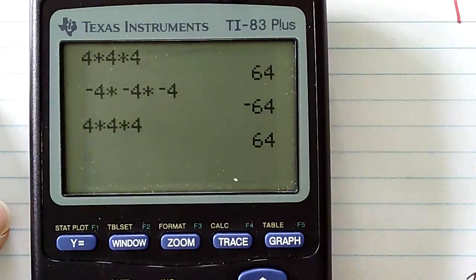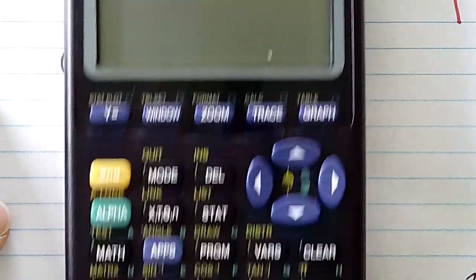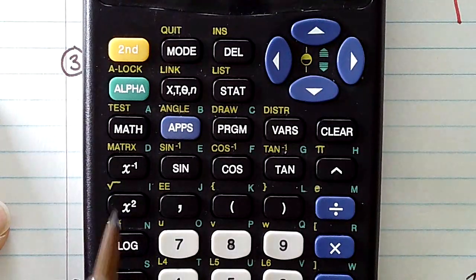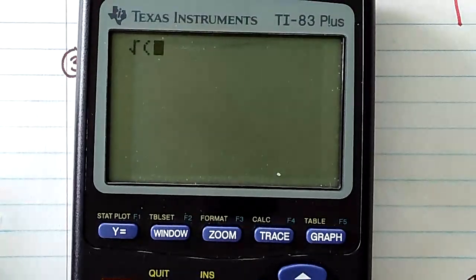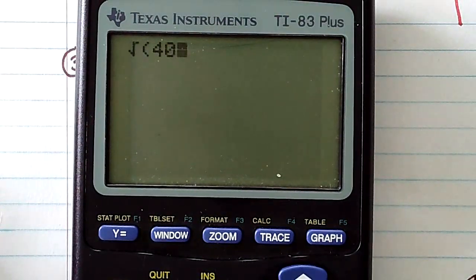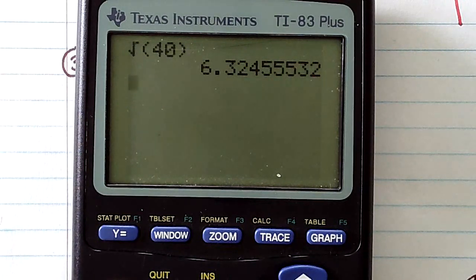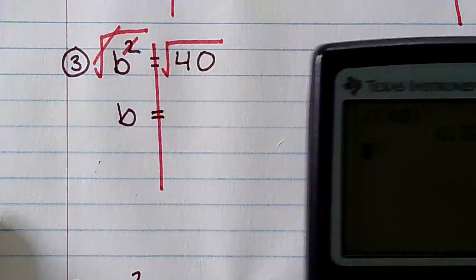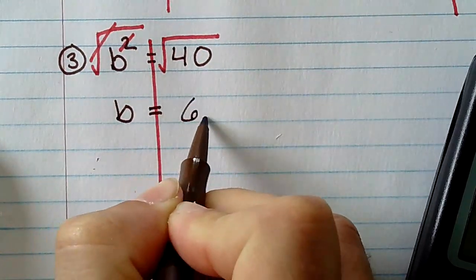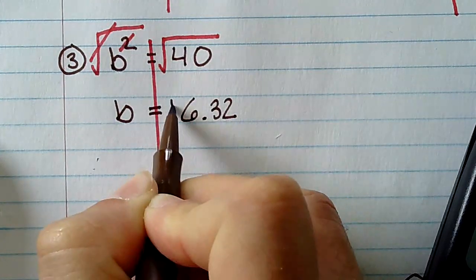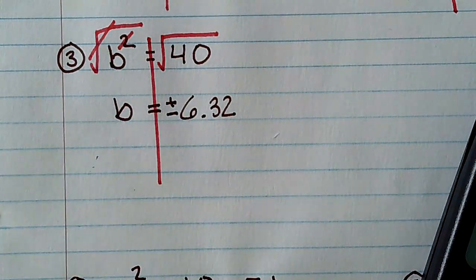I'm going to grab my calculator, and I'm looking for that square root sign. So on mine, it's right here. So I'm going to access that. So I have square root, and then I'm going to put in 40. 6.324. I'm going to typically round probably 1 or 2 decimal places. So I'm going to put 6.32 here. And again, I'm going to include my plus and my minus on that.